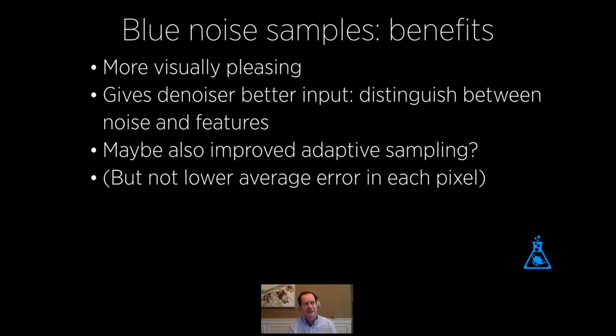There's another interesting quirk about these blue noise samples. In a mathematical sense, if you go and measure the average error in each pixel, it doesn't actually show an improvement in that way. So the math doesn't really capture the fact that the images look better. But at the end of the day, what we care about is visual quality, and also this bonus of the denoiser being given better input.